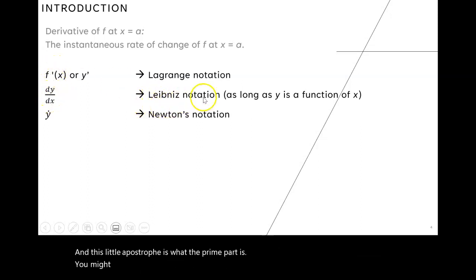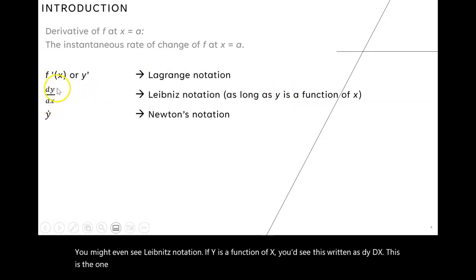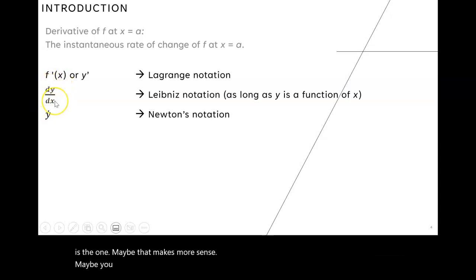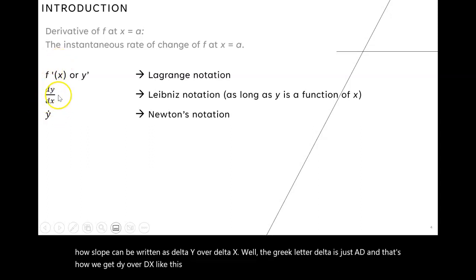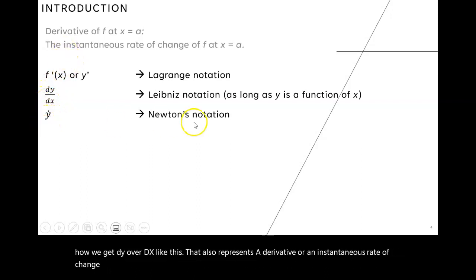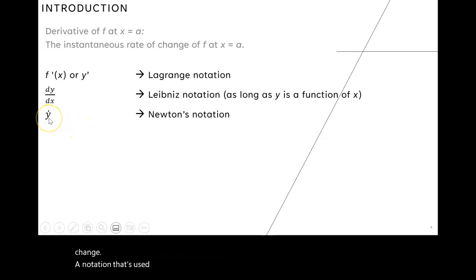You might even see Leibniz notation. If y is a function of x, you'd see this written as dy dx. This is the one maybe that makes more sense. Maybe you remember in some class where you learned about slope, you learned about how slope can be written as delta y over delta x. Well, the Greek letter delta is just a d, and that's how we get dy over dx like this. That also represents a derivative or an instantaneous rate of change. A notation that's used maybe more in physics, but not so much in calculus, is this y with a dot over it.